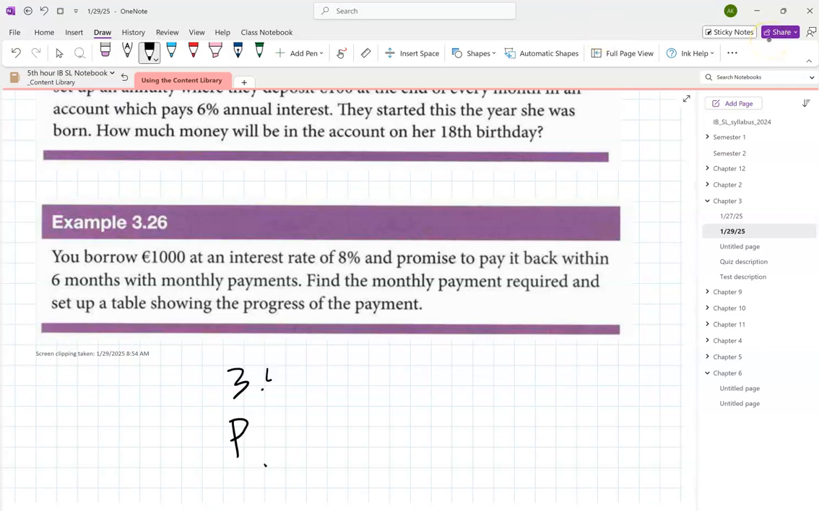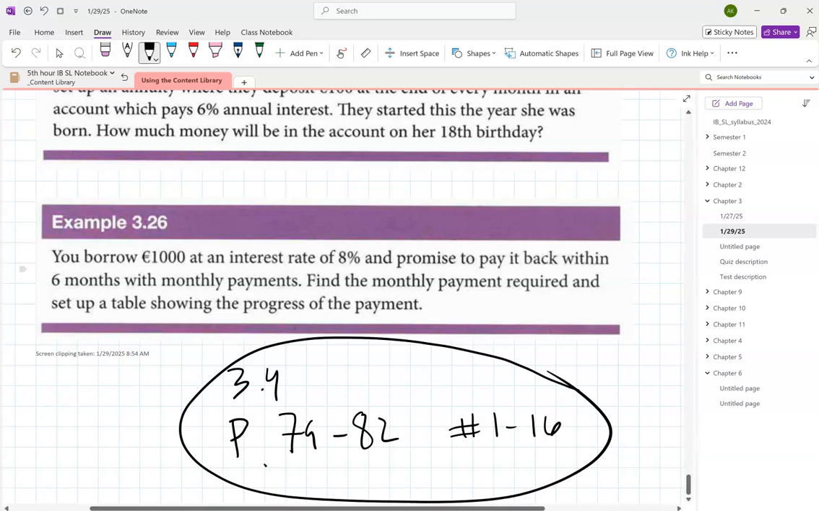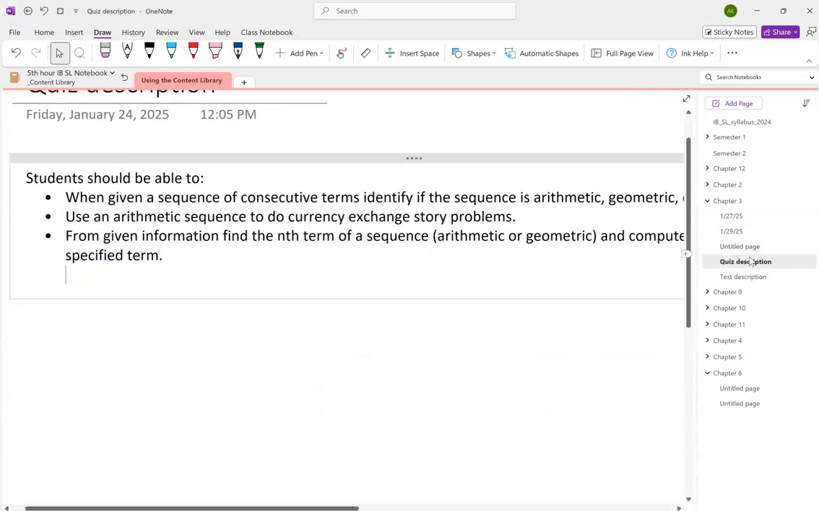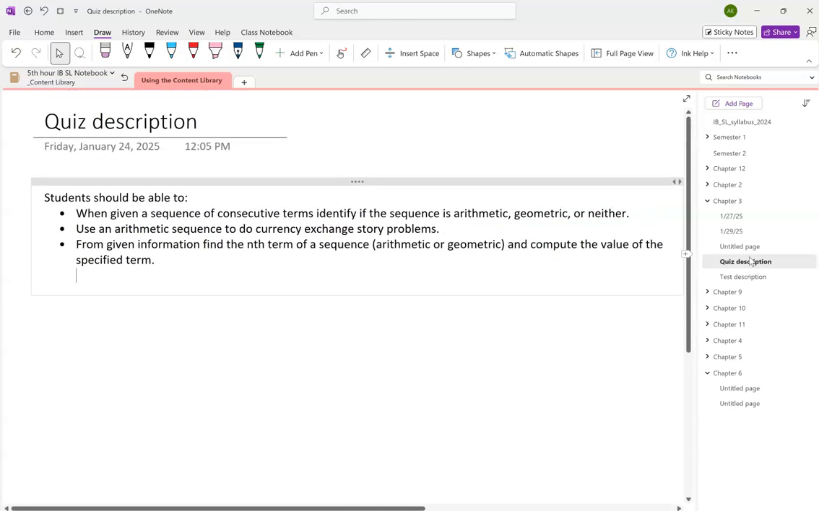So your problem set 2 is going to just be section 3-4. Reminder for next time, it is the quiz from sections 3-1 through 3-3.